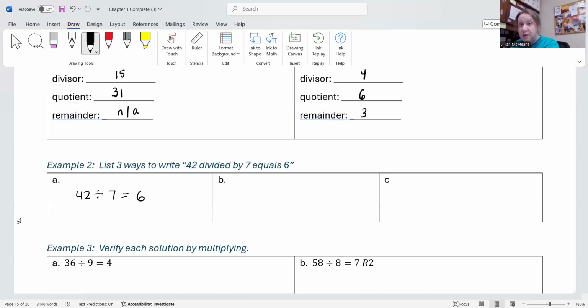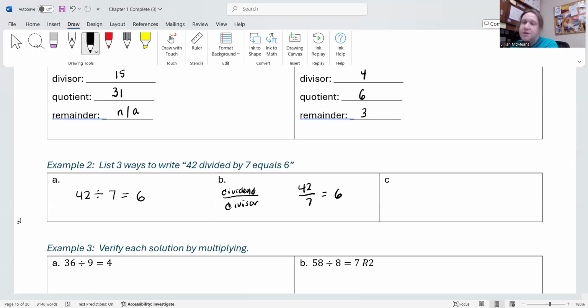You can represent division by using fractions. Okay, so we haven't really talked about fractions yet, but basically with a fraction, there's a top number and a bottom number. The top number is called the numerator. That's always going to be your dividend. The denominator, that's the bottom number, that's always going to be your divisor. So you can always do dividend divided by divisor. So for this one, we would have 42 divided by 7 and then just equals whatever your quotient is.